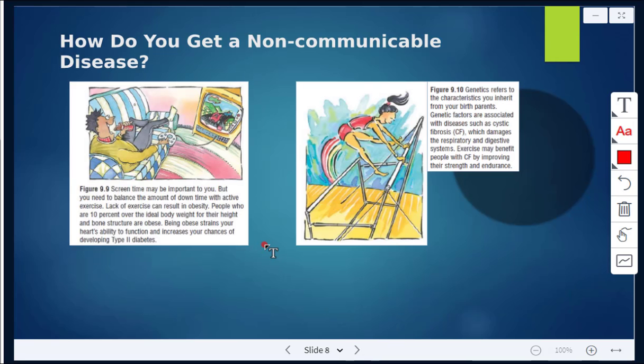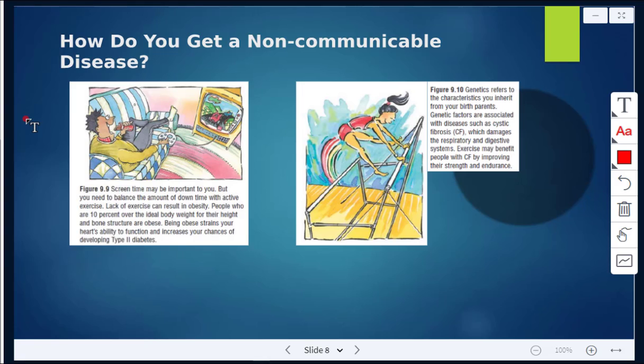All right, here we're looking at inactivity. Here we're looking at balancing the amount of downtime with active exercise. Lack of exercise can result in obesity. People who are 10% over the ideal body weight for their height and bone structure are obese. Being obese strains your heart's ability to function, and it increases your chances of developing type 2 diabetes.